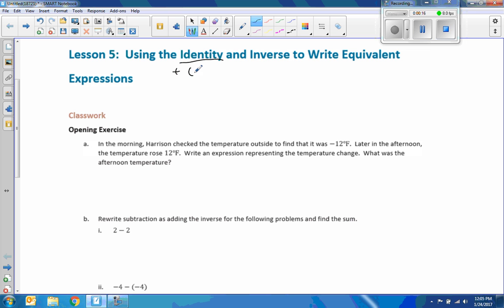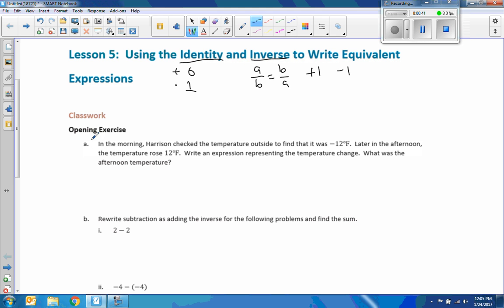For addition, the identity is 0. For multiplication, it is 1. And the inverse, flip it and switch it. If I have a fraction, a over b, the inverse is b over a. If I have a positive 1, the inverse is negative 1. Okay, that's identity and inverse, to write equivalent expressions. Okay, opening exercise.